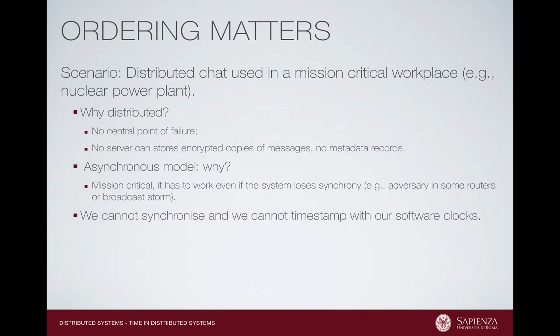The scenario that we study is a distributed chat that is used in a mission critical workplace, for example, a nuclear power plant. And why does it have to be distributed? Because there is no central point of failure, and because there are privacy concerns and a need for confidentiality. So no server can store encrypted copies of messages, and there are no metadata records of the messages that are stored. And this can be achieved by a totally distributed algorithm because we don't have centralization.